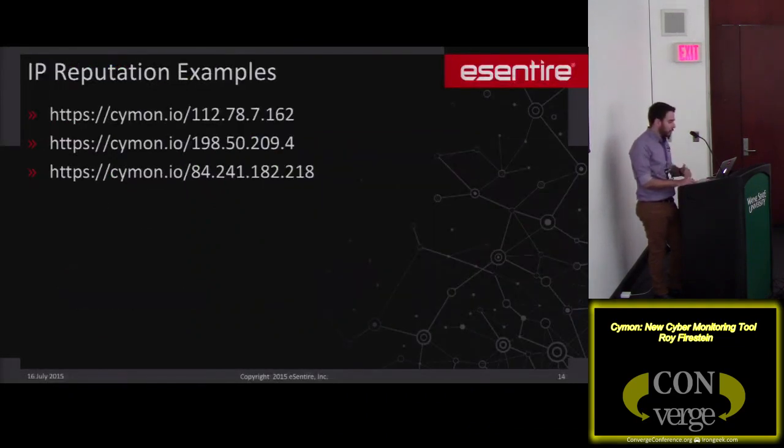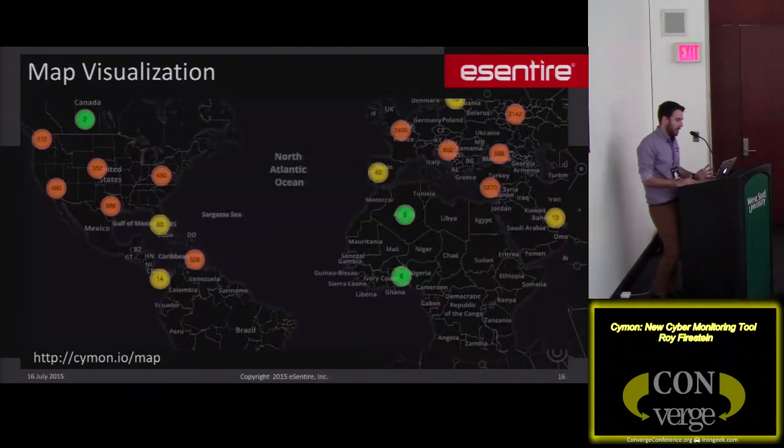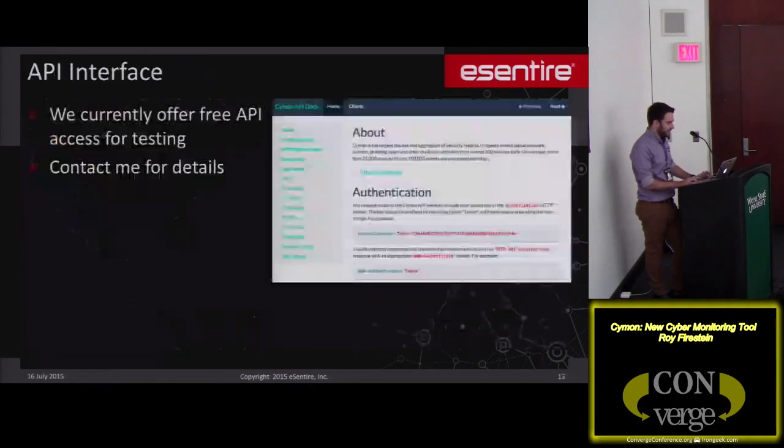So I showed you an example. These are other bad IP addresses that you could also check out later. You all saw the globe visualization. This just pulls down everything that was reported in the last 24 hours. Same thing with the map. It's kind of fun to play with the map because you can definitely see the worst countries where these attacks come from. It gets quite obvious.